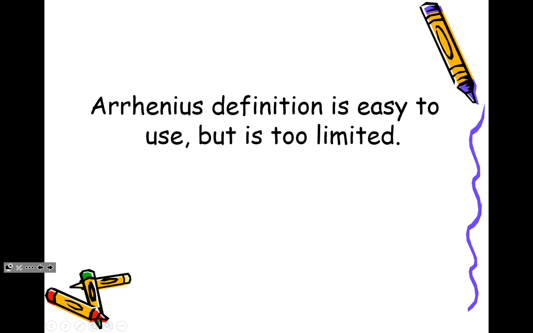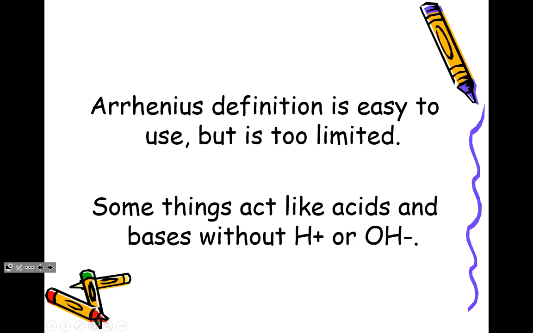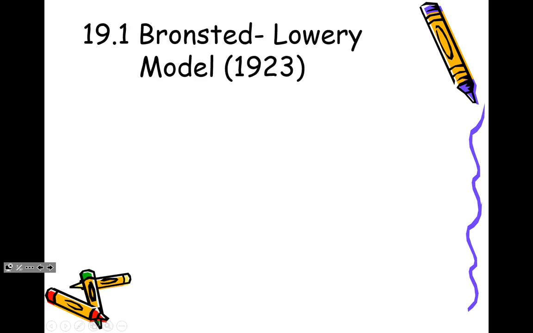And the Arrhenius definition is nice because it's very easy. Start with hydrogen, you're probably an acid, and with hydroxides, you're a base, but it's fairly limited. Some things act like acids and bases without having an H plus or an OH minus in them. So there would be other theories that come along that are a little bit more general. Now, the Bronsted-Lowry model in 1923 was a model that two scientists working independently came up with essentially the same idea, so we name it after both of them.